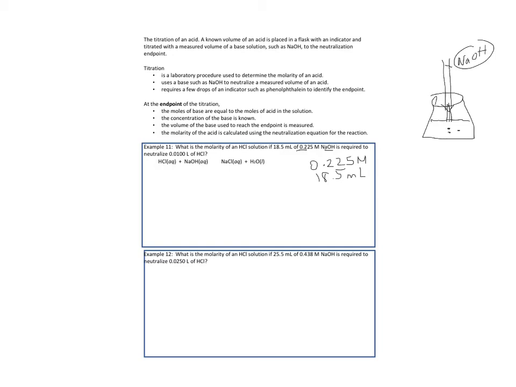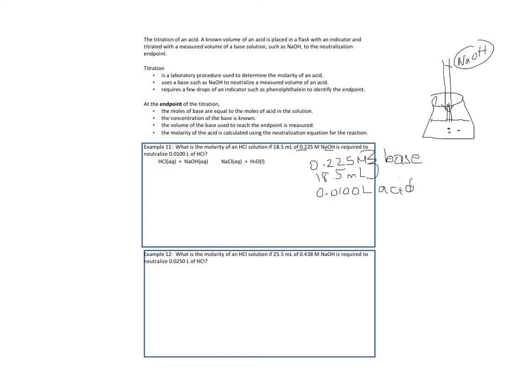Now, we don't know the concentration of our acid. This is for our base. We are trying to find the concentration for our acid. But we do know how much acid we originally put in the beaker. In this case, we put in 0.0100 liters of our acid. So what do we know here? We know the concentration of the base, we know the volume of the base, and we know the volume of the acid. Step 1 in any acid-base titration reaction is always to ensure that you have a balanced reaction.